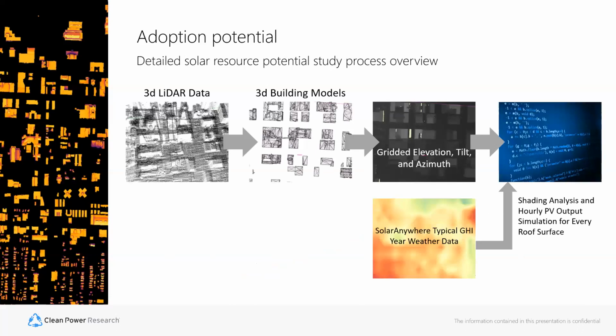And one of the things we can do is a solar resource potential study. So CPR has run many of these. We run them for IRENA, and we also run them for a few utilities within the US. And we take the LiDAR data and we build 3D building models. And then we take those models and get the elevation, tilt, and azimuth for every building within that area. We combine that again with Solar Anywhere data. We do a shading analysis, and we get out hourly PV simulations for every roof surface.